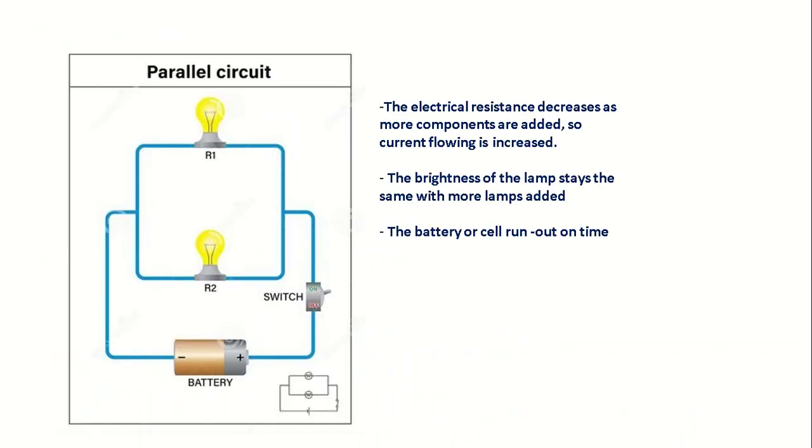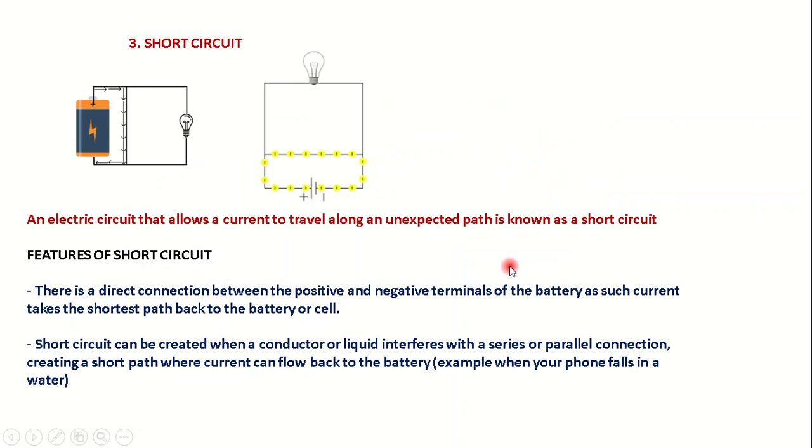The electric resistance decreases as more components are added. Recall that I said earlier that the resistance is going to increase for a series circuit if you keep adding more lamps or components. But this is opposite to that. When you keep adding more lamps, the overall resistance will tend to drop. This will make the brightness not to be affected, or the flow of current to be increased. The problem here is that it will run down the battery or the cell on time.